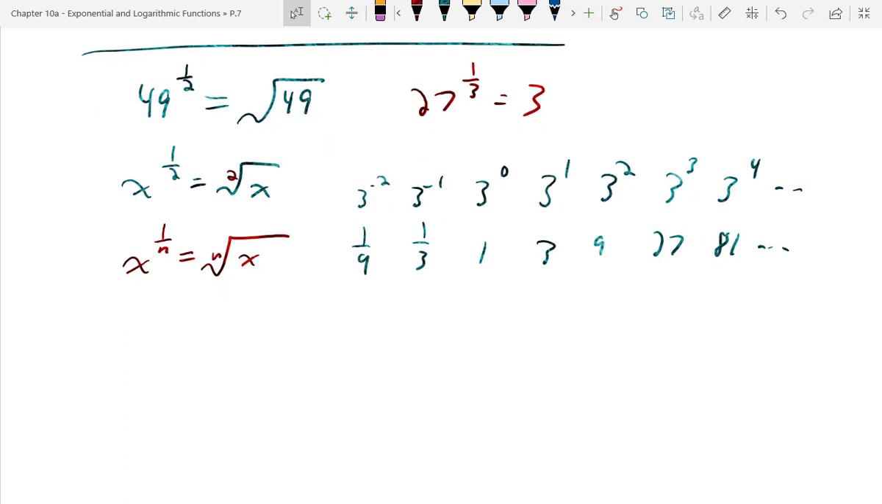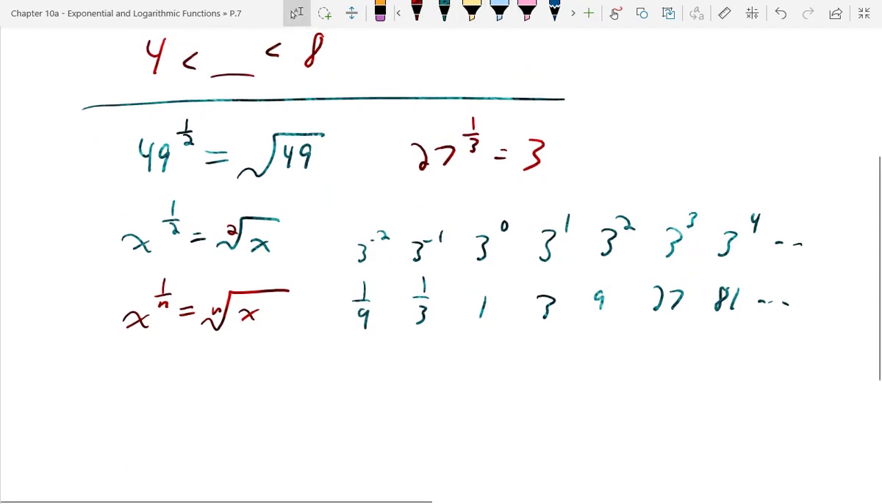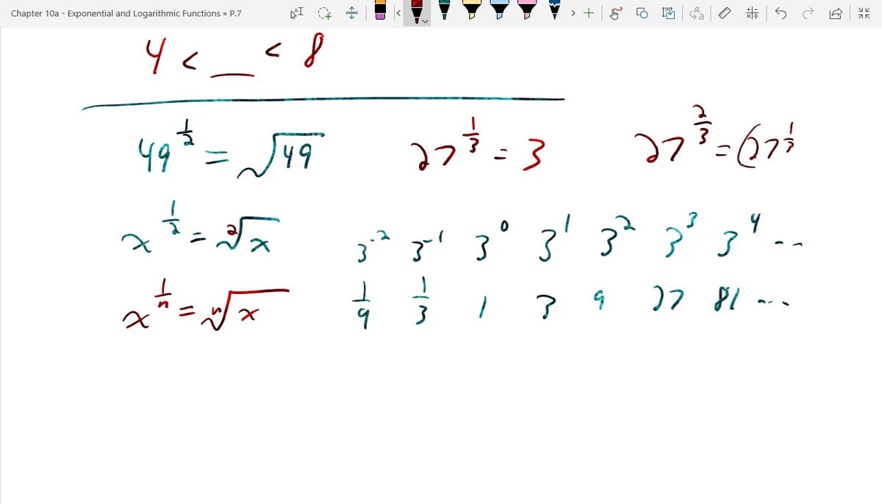This also means that we can create meaning behind this, 27 to the 2/3. Can you think about what that might be? 9. That is 9. It's 27 to the 1/3, but then squared. Raise to the second power. I know you're thinking when you raise a power to another power, you're multiplying them. That's good. This is how we're going to do this. 27 to the 1/3 we just said was 3, but then 3 squared is 9.